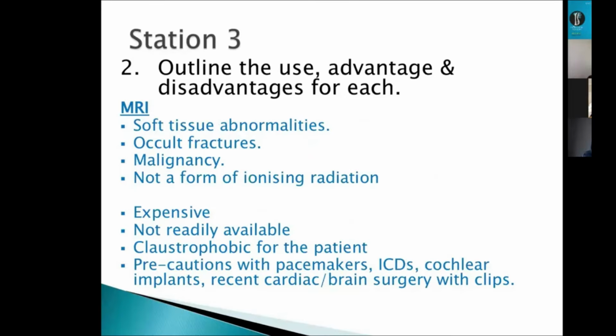And obviously, as we know, it's good for soft tissues, occult fractures, malignancy. It's good that it doesn't have any ionizing radiation like X-ray or CT, but it is expensive, can be claustrophobic for patients, and obviously you've got some precautions, having pacemakers, ICDs, cardiac and brain clips, etc., and cochlear implants. That's something that they're disadvantaged about.